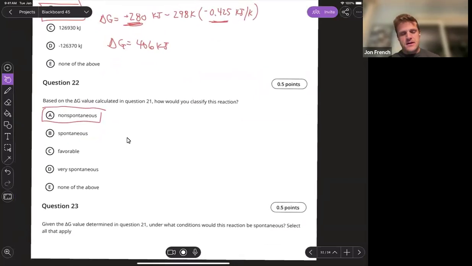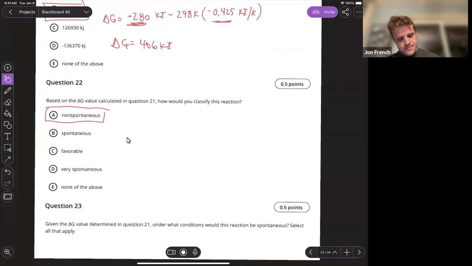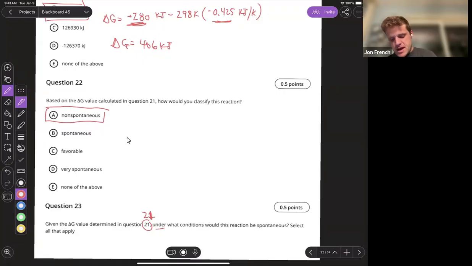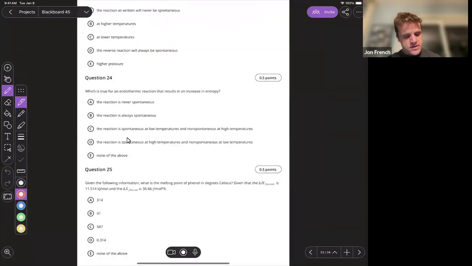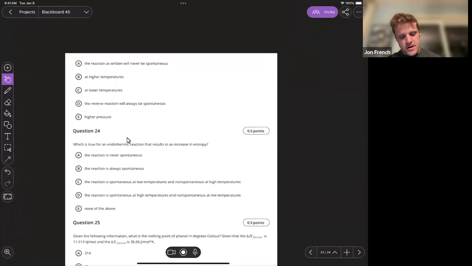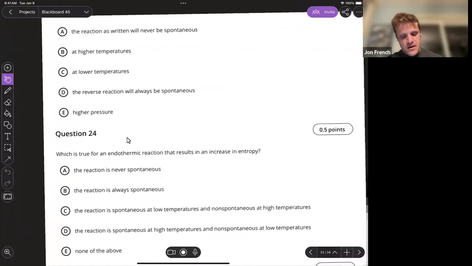And then I think I should have changed question 23, but people had already started the exam. I didn't want to change it and make it more confusing. But given the delta G value determined in question 21, that should be 22. Or no, yeah, we did that in question 21. Under what conditions would this reaction be spontaneous? There are two answers, but I think the wording could have been better on my behalf, right?